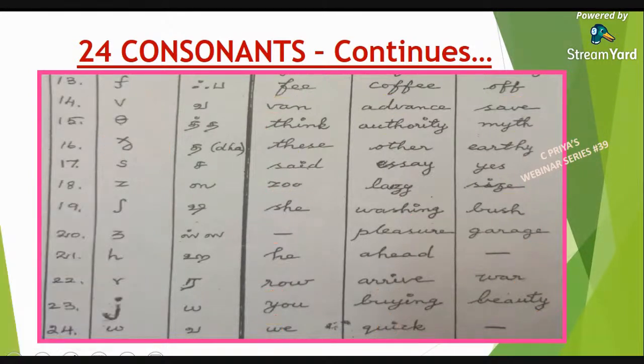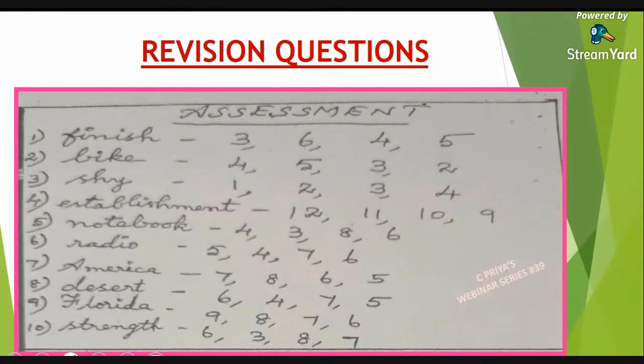I hope it is understood. You are introduced now to 24 different sounds. We shall revise them now. How many sounds do we have here? Can you answer me how many sounds we have here? F, e, n, e, sh, one sound. So 1, 2, 3, 4, 5. The answer is 5.